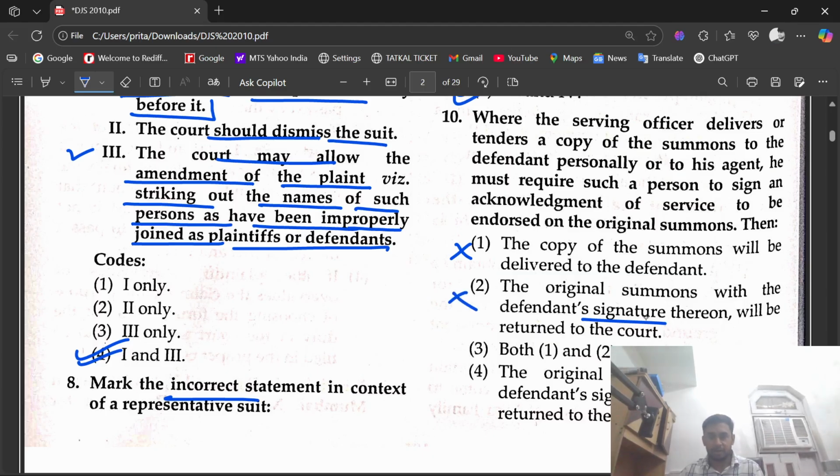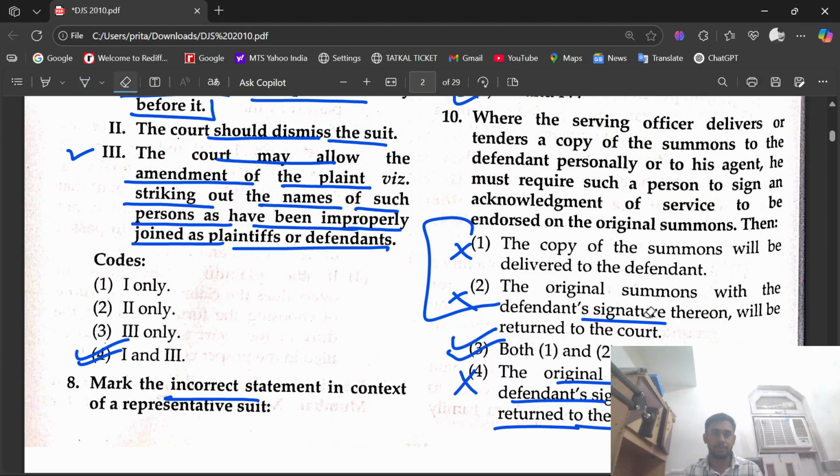Both first and second. The original summons with defendant's signature thereon will be returned to the plaintiff. The original summons with the defendant's signature thereon will be returned thereto. Right option is option third, that is both 1 and 2. So this is right. The copy of summons will be delivered to the defendant. The original summons with the defendant's signature thereon will be returned to the court.